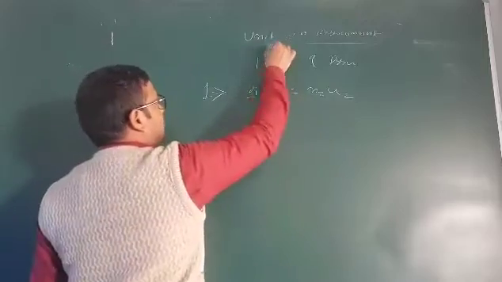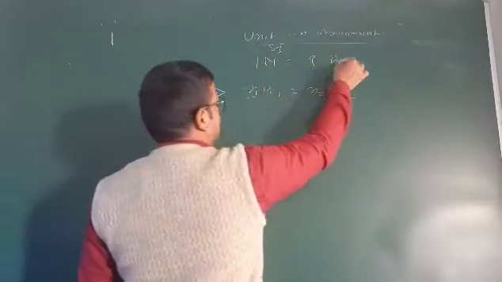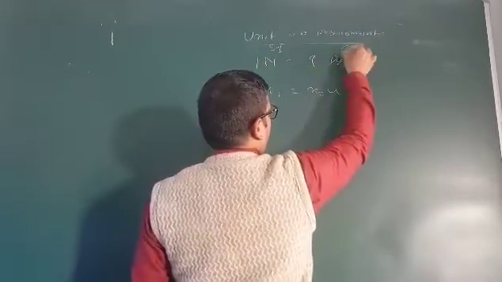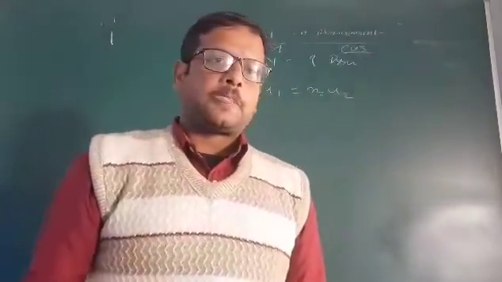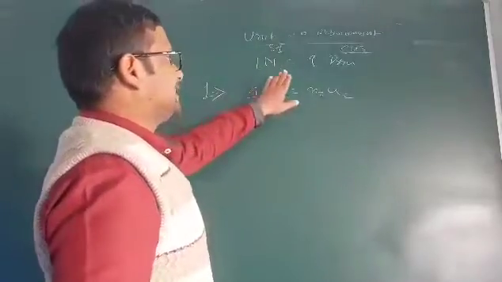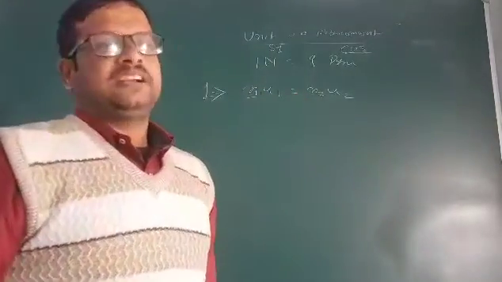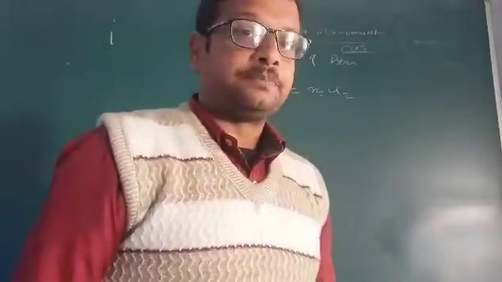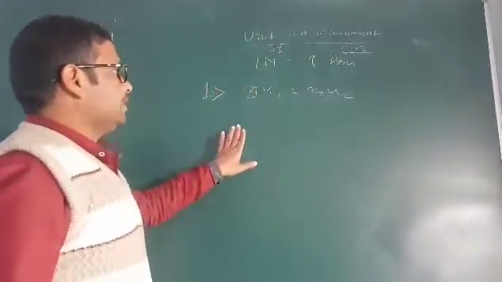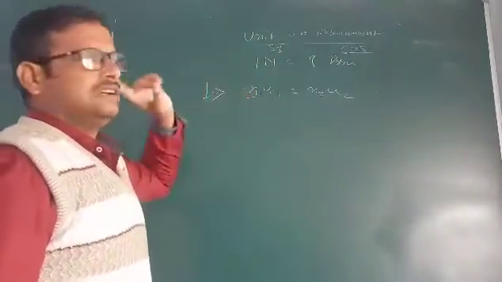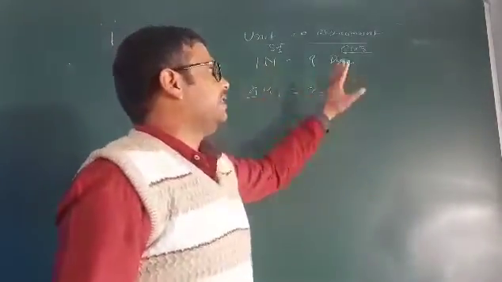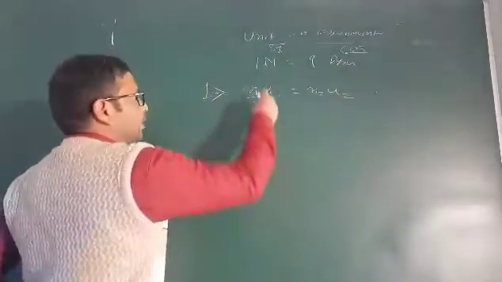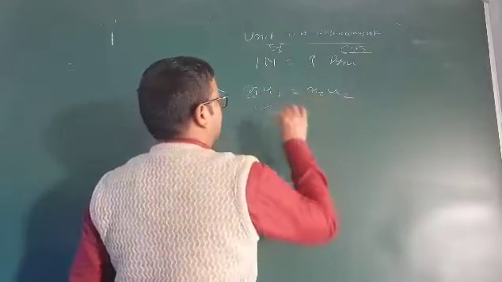Newton is the SI unit and dyne is the CGS unit of force. When the unit system changes from CGS to SI, the dimension will not change when the formula is the same, because force has the same dimension whether you take the unit in Newton or in dyne. So the dimension formula will be the same, and you can change from one unit to another.